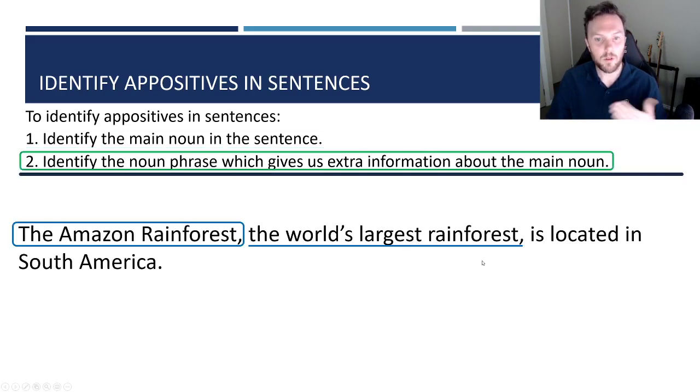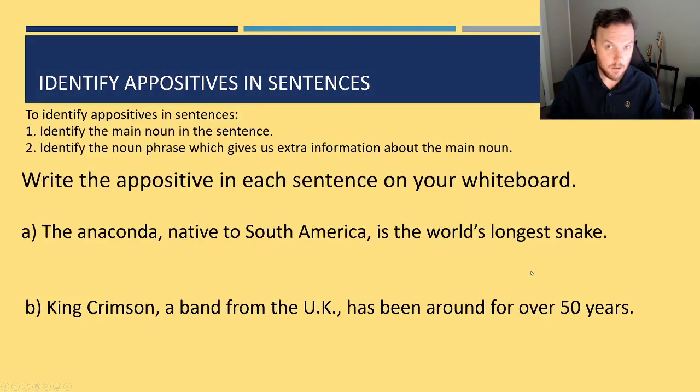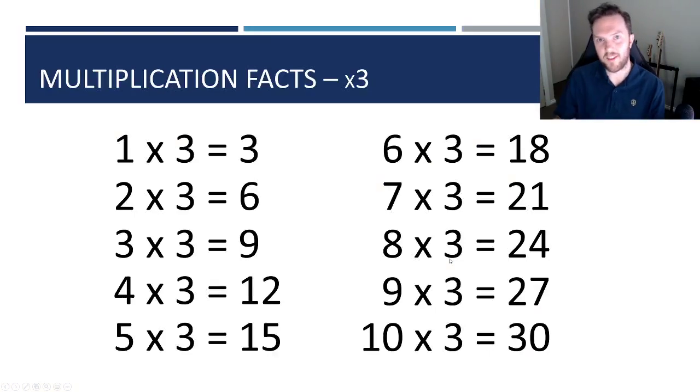So we'll go through the process of how to identify a positive in a sentence, and then it's their chance to do it themselves. So write the positive in each sentence on your whiteboard. So again, we've got 2 questions, so at least you would hope that every student can answer at least the first one, and then we go through the answers. And I'm revealing myself as a prog rock nerd because I had to put a King Crimson example in there. All right, here are some maths examples.